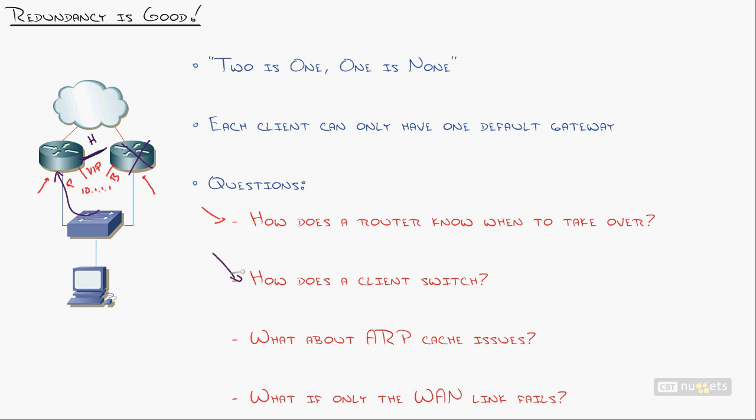How does a client switch? The beauty is the client doesn't have to. The client is accessing the same IP address that they've always accessed. And that leads to the next question. What about ARP cache issues?